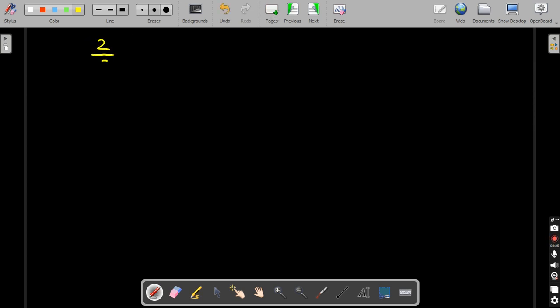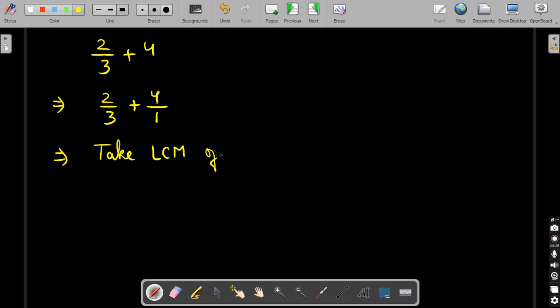Now let's take the same example: 2 by 3 plus, suppose it is 4. Then how are you going to solve it? I already told you, 2 by 3. If the denominator is not there, then you can take 1. Now same process. Take the LCM. Take the LCM of the denominators.